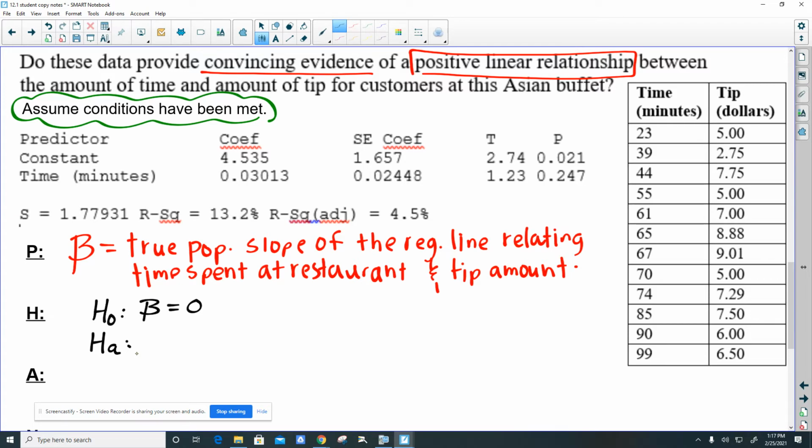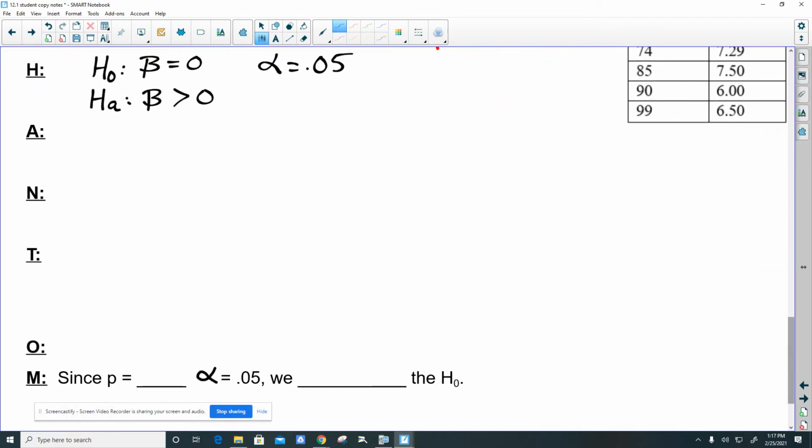Now, I put in a box up here in the problem that we're looking to see if the convincing evidence is pointing in the direction towards a positive linear relationship. If it's a positive linear relationship, that means the slope would be positive. Therefore, we're going to say that beta is greater than 0 for our alternative hypothesis. And we're just going to stick with the default alpha level of 0.05 since they did not define that here in the problem. I'm going to go ahead and list that we are going to assume conditions have been met.